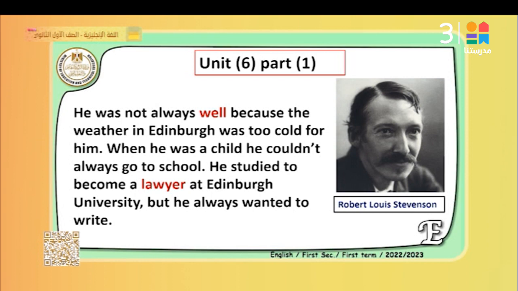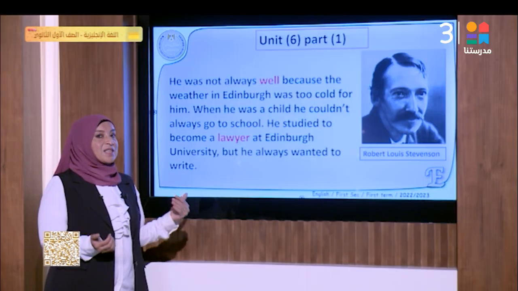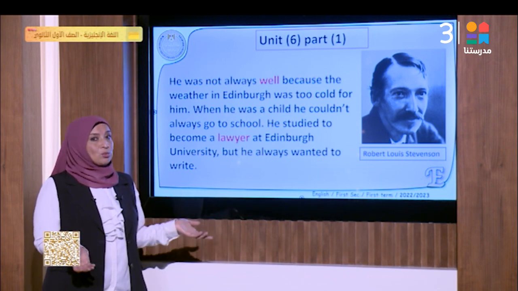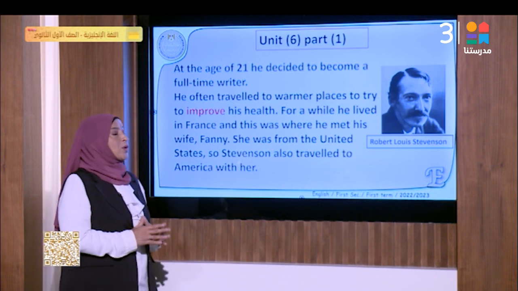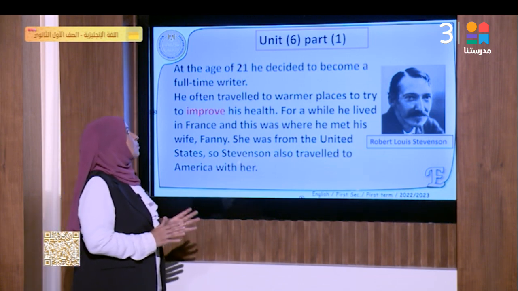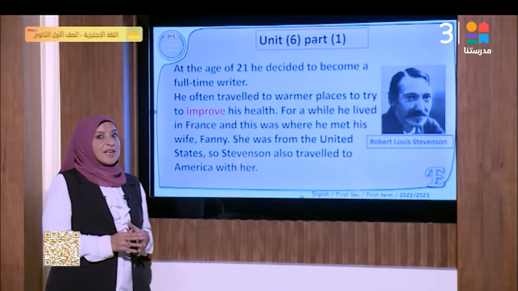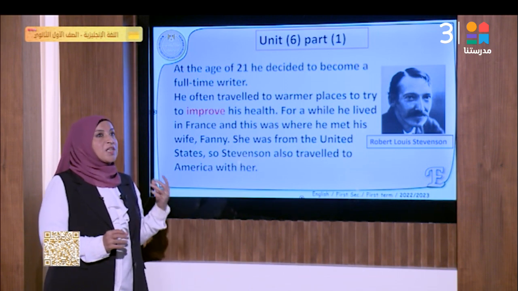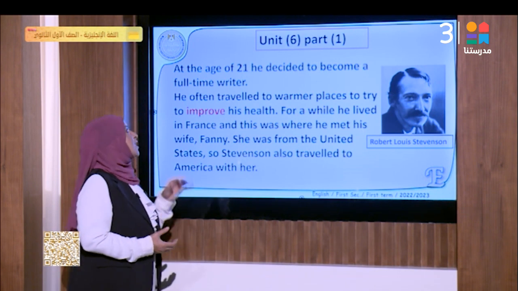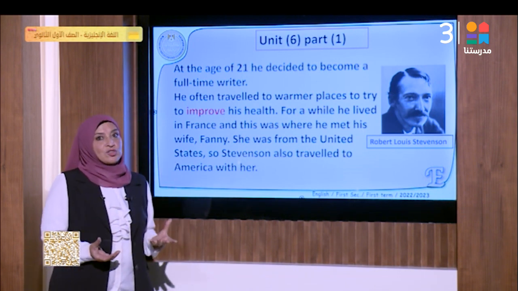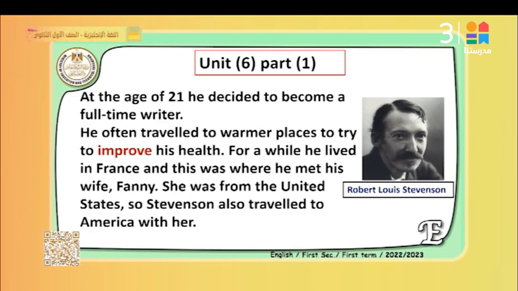But he always wanted to write. So he studied to be a lawyer, but he didn't like to be a lawyer. He wanted to be a writer. At the age of 21, he decided to become a full-time writer. At the age of means when he was 21. Full-time is the opposite of part-time. Full-time means he will work all the time as a writer.